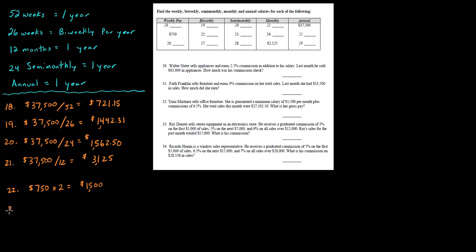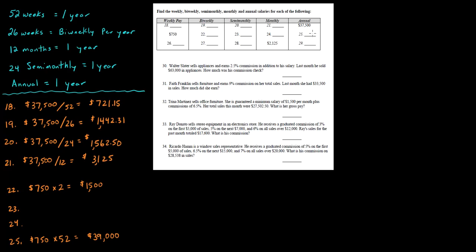If I look at 23, 24, and 25, I'm going to go up to annual because I think it's easier to get the answers from annual. So I'm going to do 25. I'm going to take my 750 per week and multiply it by the number of weeks in a year. There are always 52 weeks in a year. So $750 times those 52 weeks is going to get me $39,000. So that would be 25 here.